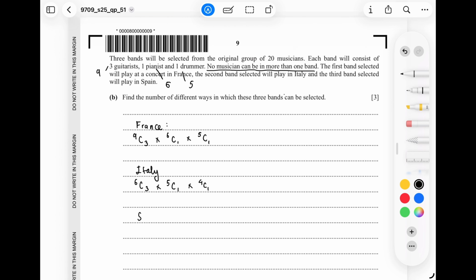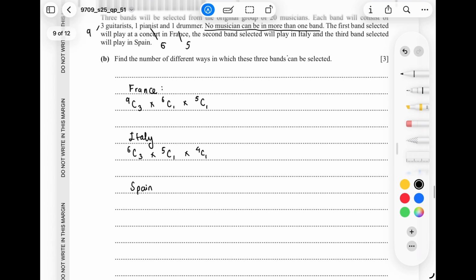Okay, what's the last country? Spain. For Spain, out of the 9 guitarists, you took 3 guitarists, and then you took another 3 guitarists, 6 guitarists gone. So with the remaining 3, you're going to choose all of them. For pianists, it'll be 4, choose 1. Drummers, it'll be 3, choose 1. Now you just calculate, just multiply them. You're going to get 2520, 400 for this, and 12 for this.